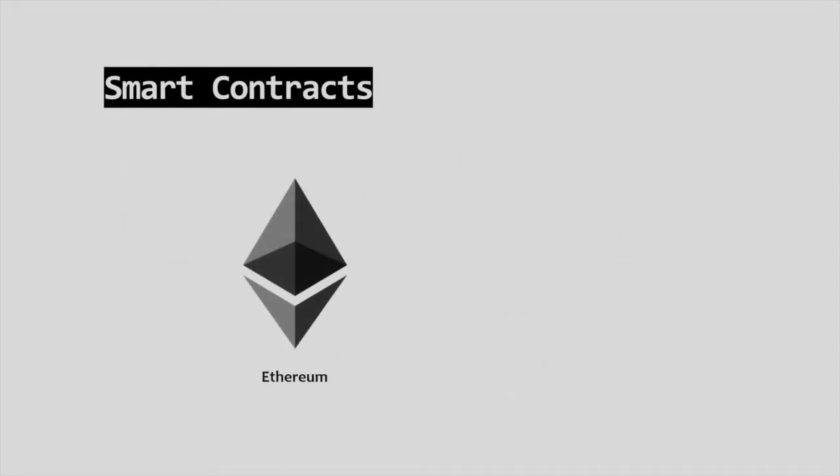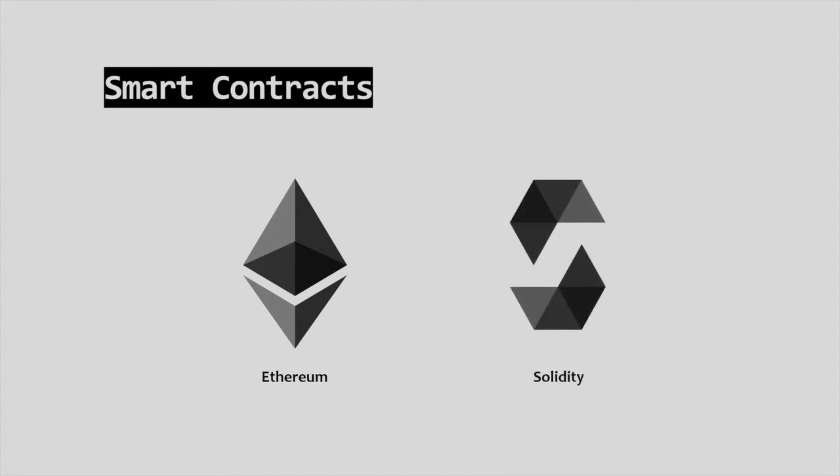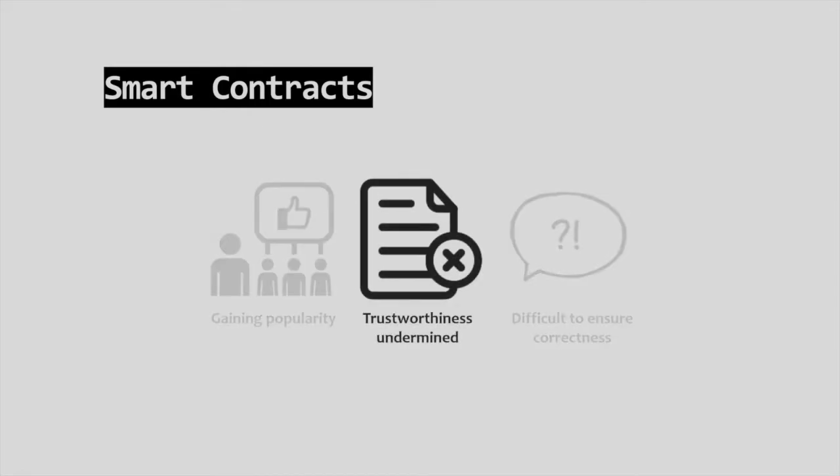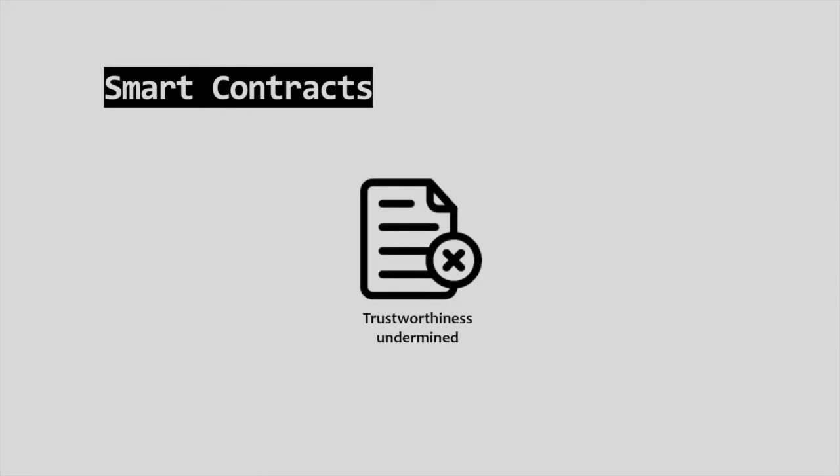Smart contracts are built on top of Ethereum using a Turing-complete language called Solidity. Smart contracts are rapidly gaining popularity across a wide span of industries due to their features. Yet, it is a great challenge to ensure the correctness of code in Turing-complete specification languages. This undermines the trustworthiness of smart contracts.